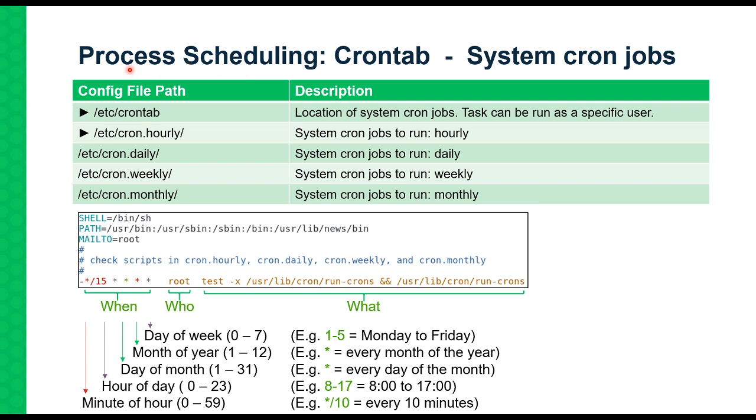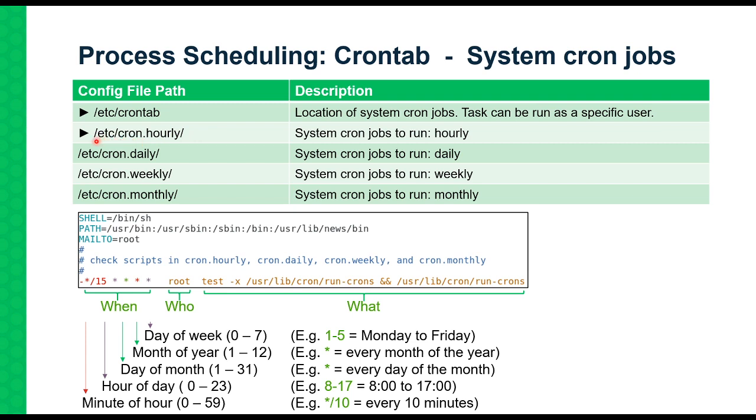So the location for the cron tab is /etc/crontab. This is the location of system cron jobs. This task can be run as a specific user. So this will only be a privileged user which will be able to do this for us. Then the system has 4 other cron job locations which we can utilize.